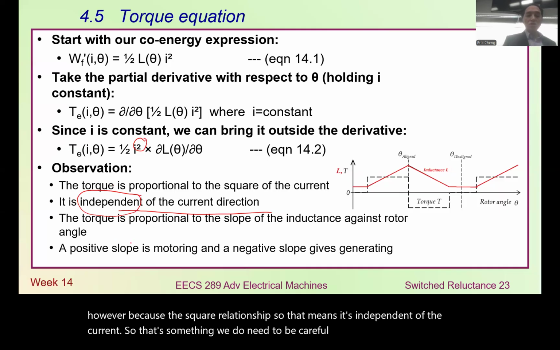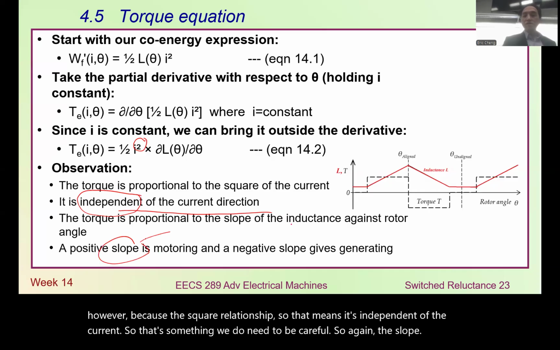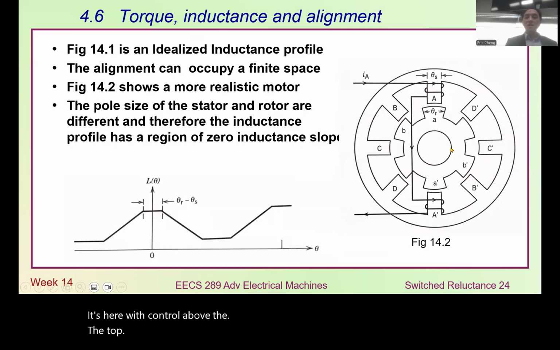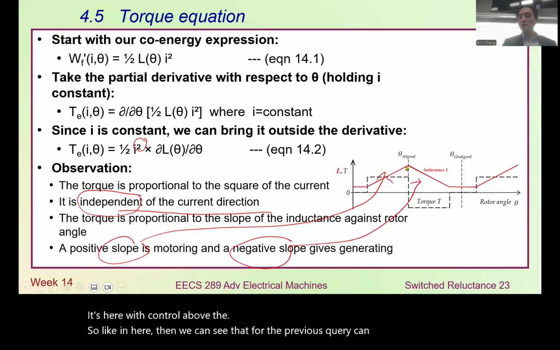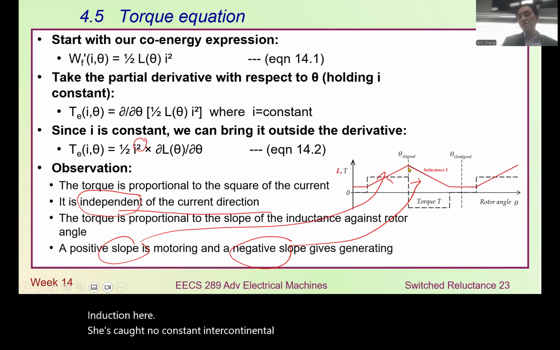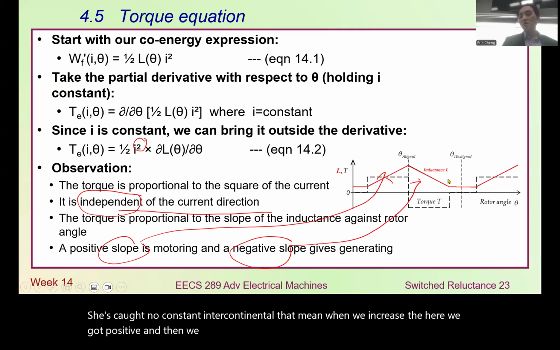So again, the slope is what controls the torque. Like in here, for the previous curve, you can see at this sharp point, we assume there won't be any constant inductance here. If there is no constant inductance, that means when we increase here, we get positive torque, and then we quickly go to negative torque. But that's only for really ideal conditions.